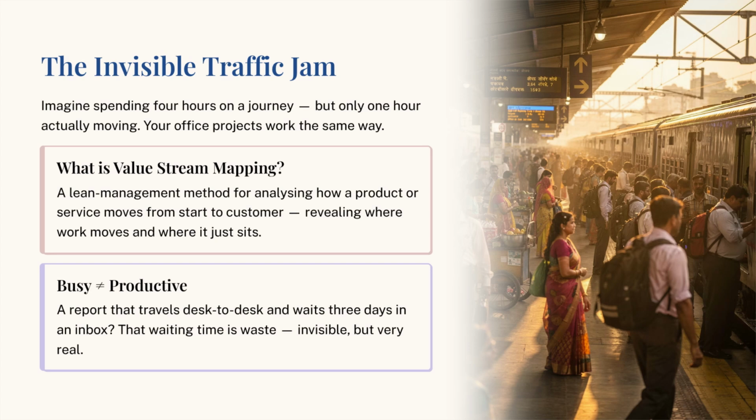In your office, your projects are the same. We call this value stream mapping. Formally, it is a lean management method for analyzing the current state and designing a future state for the series of events that take a product or service from its beginning to the customer. In simple words, it is a way to stop and look at your work process to see where it is actually moving forward and where it is just sitting around collecting dust.